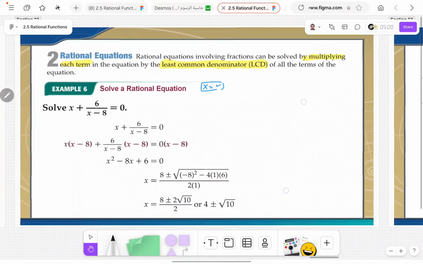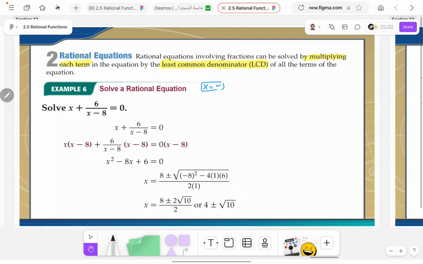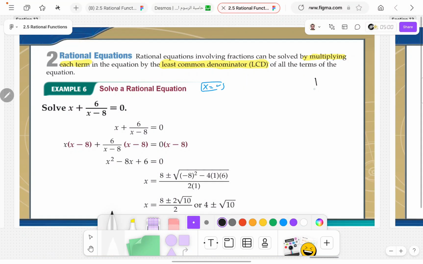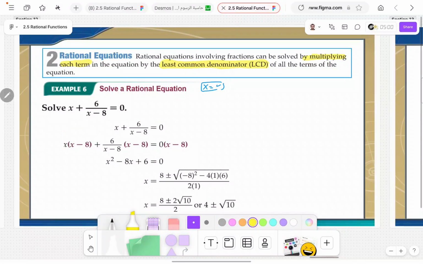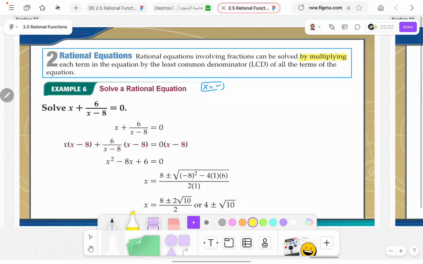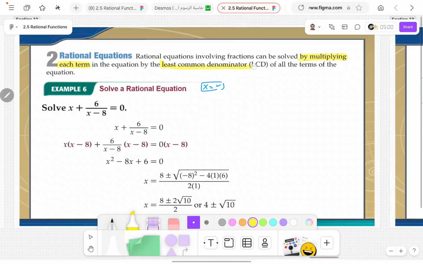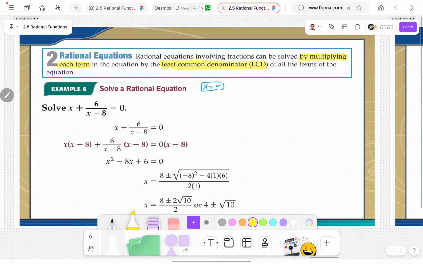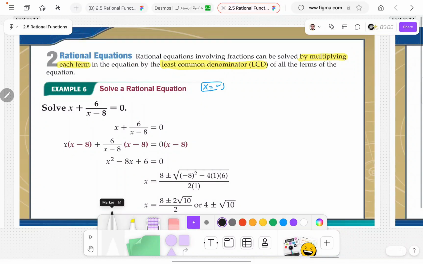Now, the rational equation is when we have an equation with 1 over a variable x. So how can we solve this one? Let's read here. A rational equation involving fractions can be solved by multiplying each term in the equation by the least common denominator. So all the terms in the equation, I have to multiply them by the least common denominator, LCD. What's the LCD here in each rational equation? The LCD is the denominator.